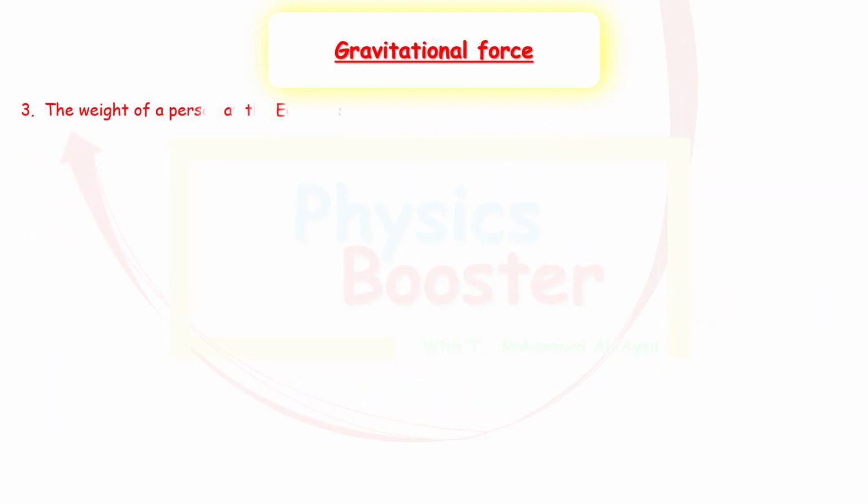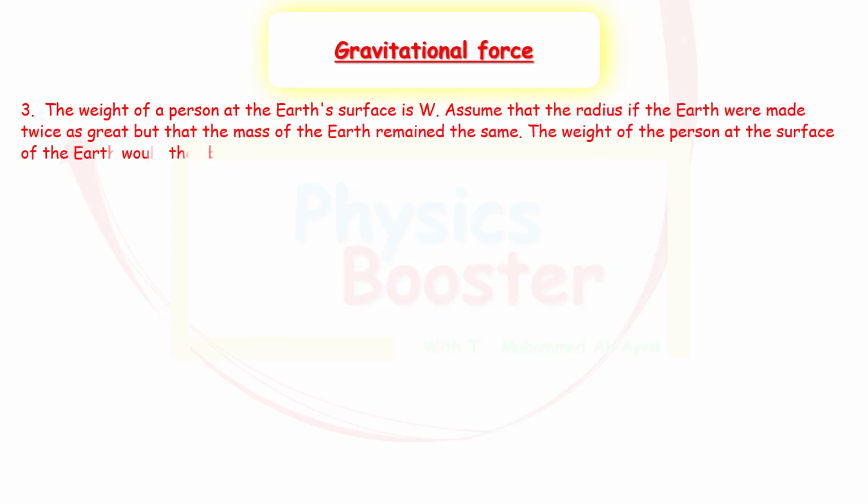Next question. It says here that the weight of a person on Earth's surface is W. Assume that the radius of the Earth was made twice as great but with the same mass. The weight of the person on that surface would be equal to, well, again, the weight is equal to m multiplied by g. Now, what's happening here is that we doubled the radius of Earth, but we know that g, or the gravity of Earth, is equal to a constant multiplied by the mass of Earth divided by the radius of Earth squared.